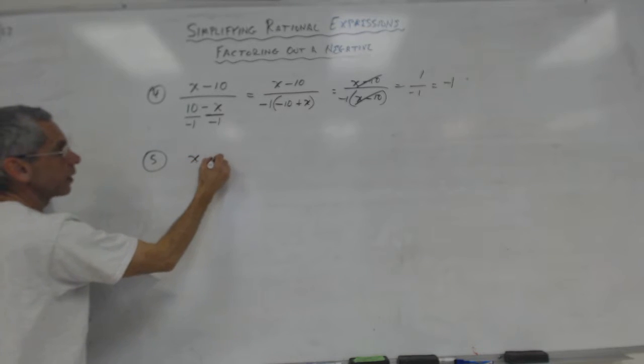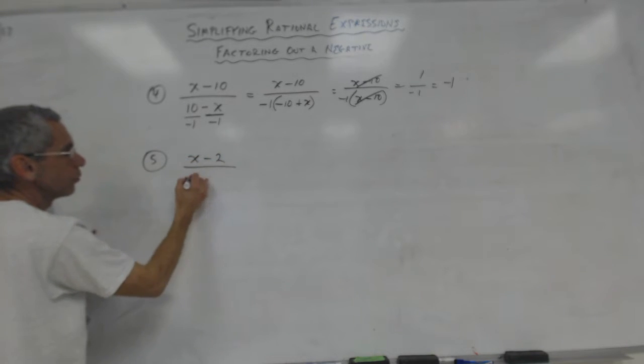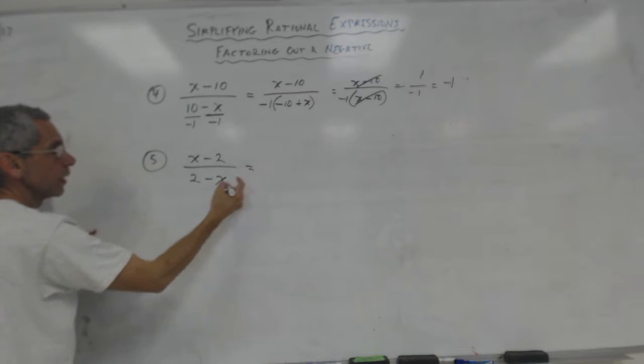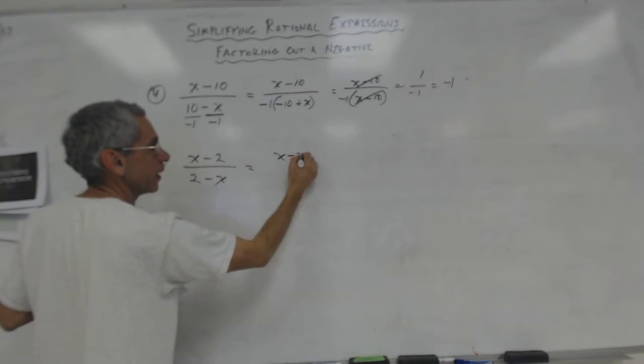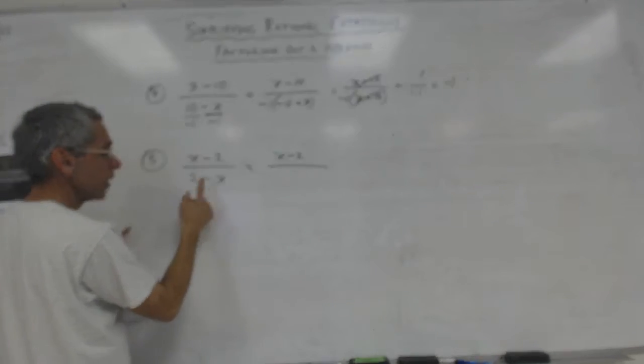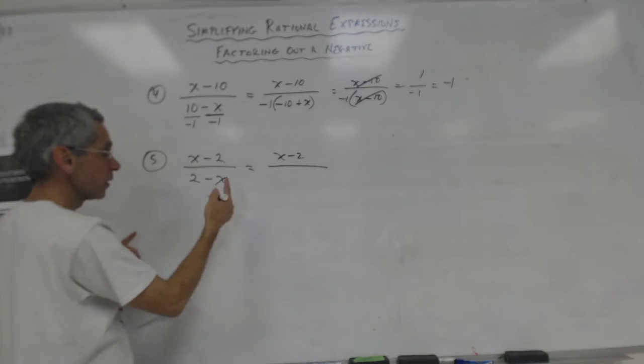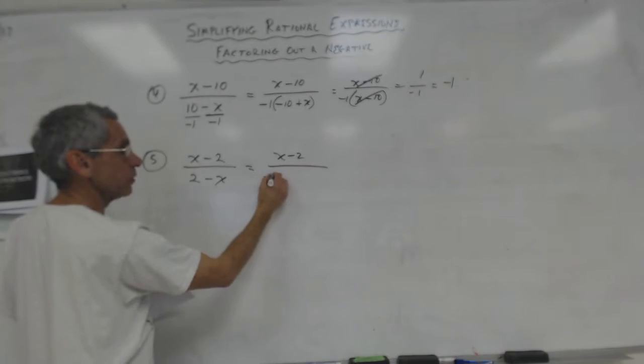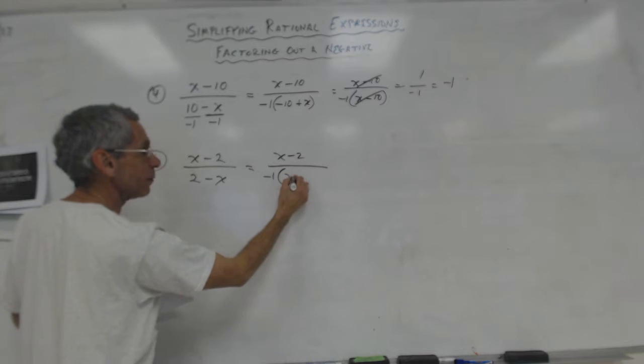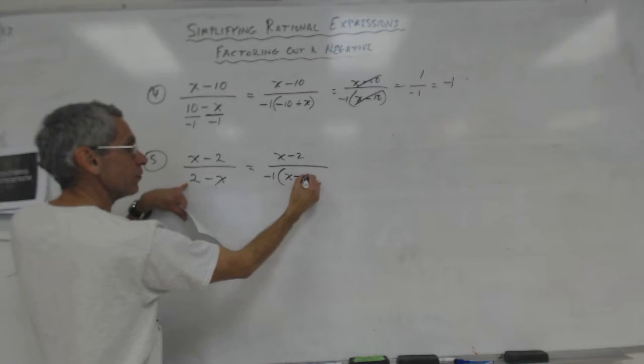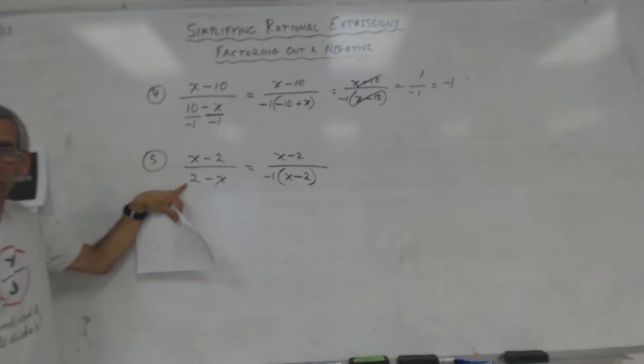Let's say I have x minus 2 over 2 minus x. Well, I like my x minus 2, so I'm going to say x minus 2 over, and I want this to be flipped. I want the x to be positive, so I'm going to do negative 1 parenthesis, and then I can have a positive x and a negative 2. So I do it all in one move.